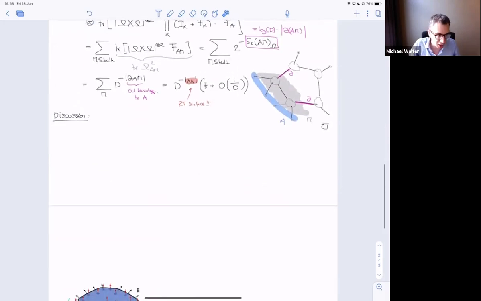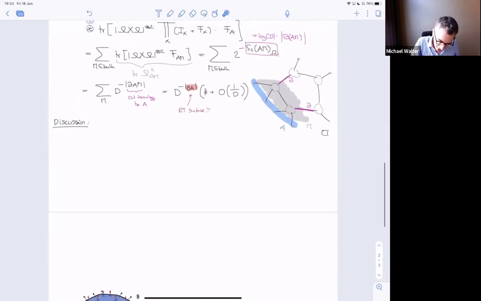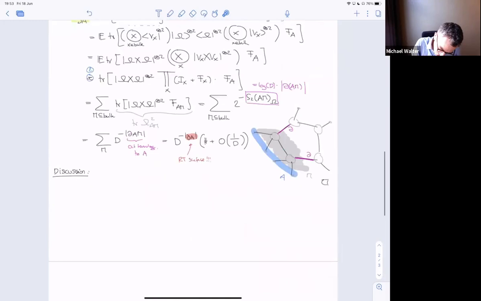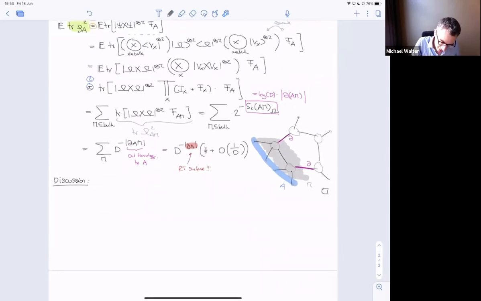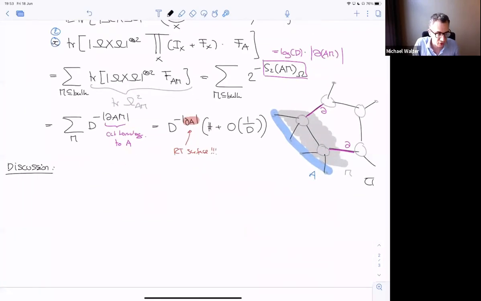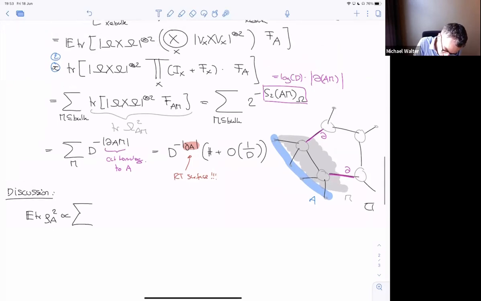So that's one comment. Another comment we could make is, let's stare again at this funny formula and give it a different interpretation. This expectation value of trace rho A squared that we found, I claim I can also understand in a different way. Up to the proportionality constant that I neglected, I can think of this as a partition function of a classical statistical mechanics model.